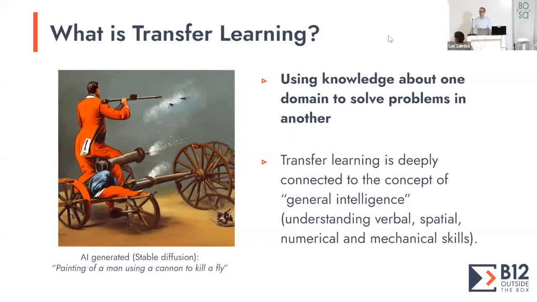Transfer learning is very deeply connected to the concept of general intelligence and general AI. And this has to do with understanding how to do verbal, spatial, numerical, and other skills. And it's essentially at the core of what we've always been trying to do with artificial intelligence from the early days. We started with algorithms that can do simple things, but we've always wanted to strive towards a more general AI and more generic problem solving skills with machines and computers. And transfer learning is essentially at the core of this concept.